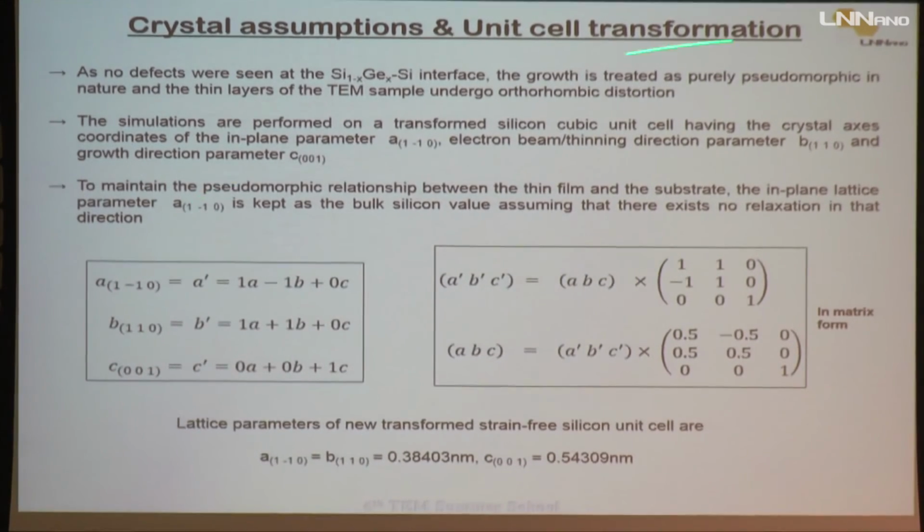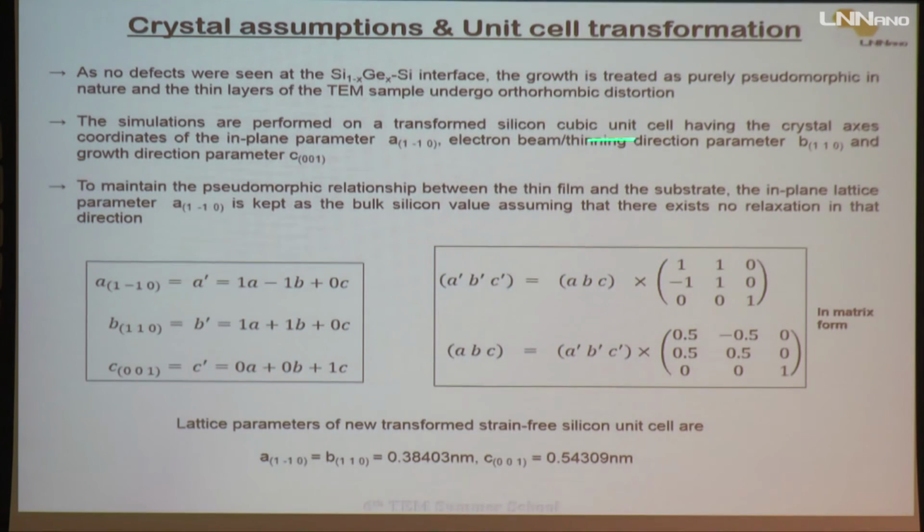These are the assumptions that I used for reducing my 6 lattice parameters. First assumption is, as we know, that there are no defects at the silicon and silicon germanium interface. So I consider that the TEM sample undergoes orthorhombic distortion. We know that when the silicon and silicon germanium are in bulk state, they undergo tetragonal distortion. But I considered one level above tetragonal distortion, that is, they undergo orthorhombic distortion, and I fixed the parameters for the electron beam direction, the thinning direction, and the in-plane and growth directions.